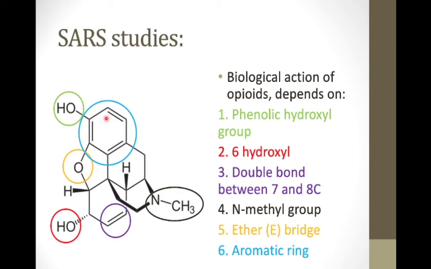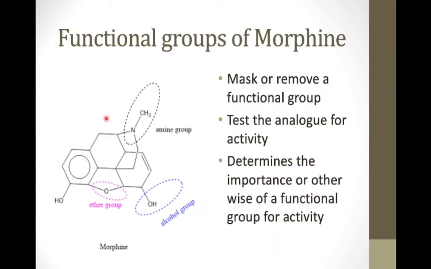Now these are known as functional groups. If we look at the functional groups of morphine, we can mask or remove a functional group in the drug discovery process, and we can test the analogue for activity. And this helps us then to determine the importance, or otherwise, of a functional group for activity. So we can determine whether or not that functional group is required for activity.